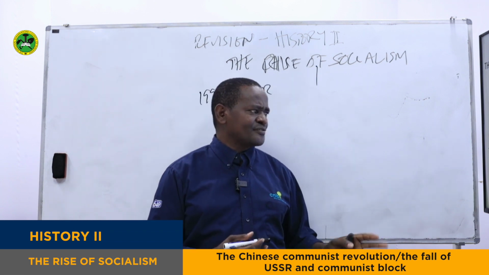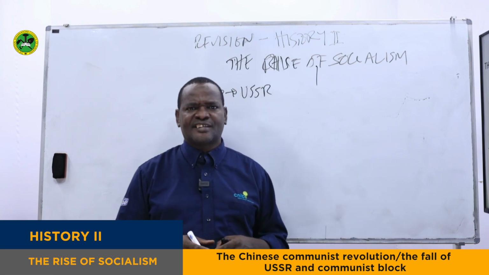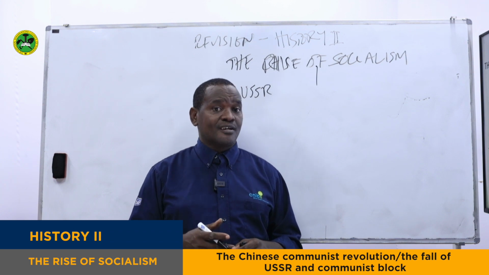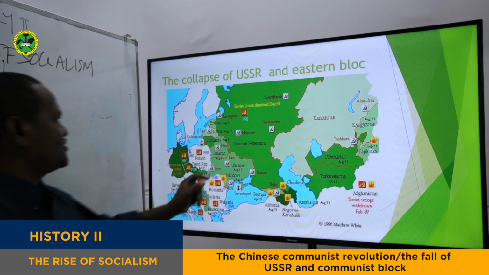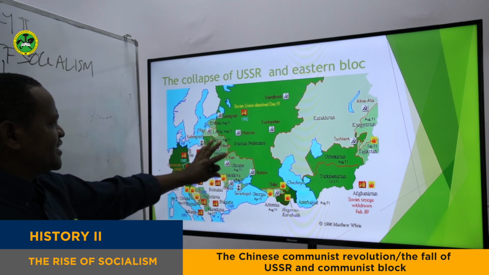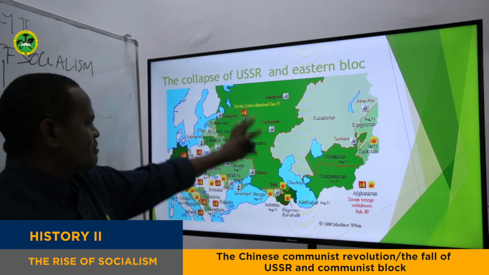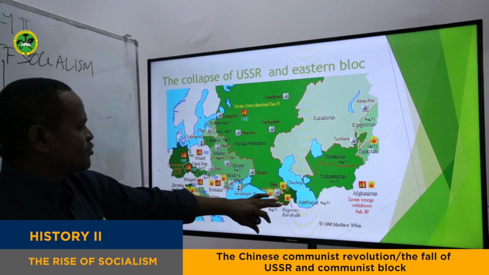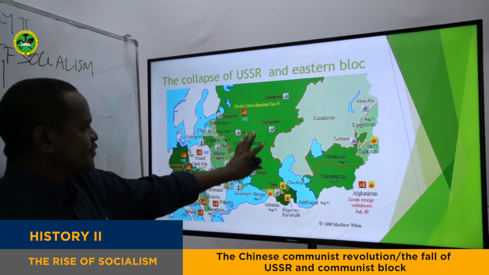In the 1980s, the Soviet Union and the Socialist Bloc started to run into severe economic, political, and social crisis. It is because of those social, economic, and political crises that the Soviet Union and the Eastern Bloc collapsed in the 1990s. As you can see, my dear students, this is the map that shows the collapse of the Soviet Union and Eastern Bloc. The Soviet Union alone, remember, was made up of more than 15 republics. But then they started to separate from Russia. They started to withdraw from the Soviet Union.